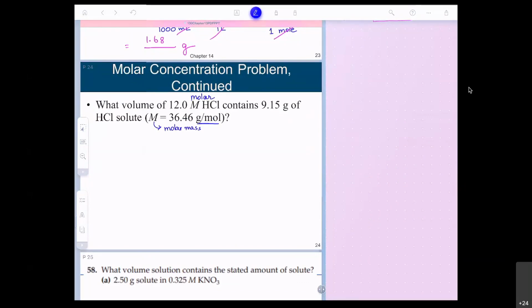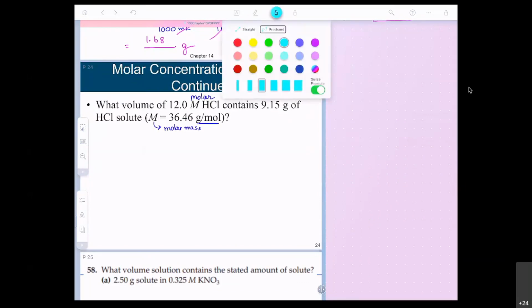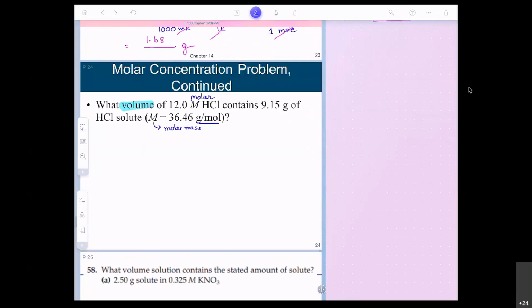Okay, so what is it that we are asked? You're asked volume. So we want the final answer either in liters or milliliters. That's up to you. As I said, the easiest would be in liters, but if you need to convert it into milliliters, you can certainly do that. Now I'm going to take this 12.0 molar solution, and I'm going to read it as 12.0 moles of HCl in 1 liter of the solution. It's the same as that because molarity is moles per liter.